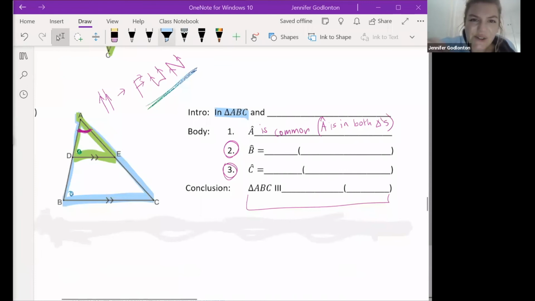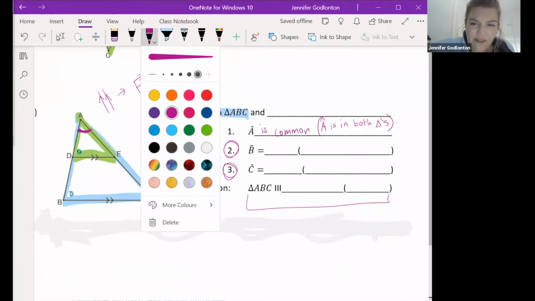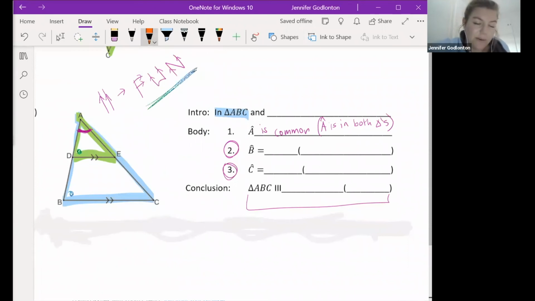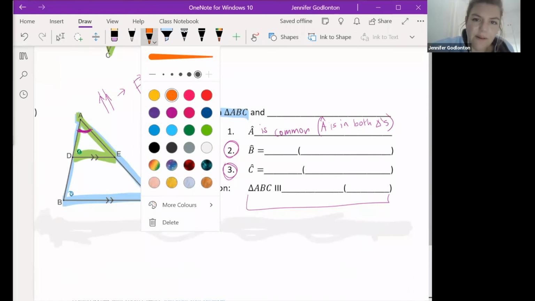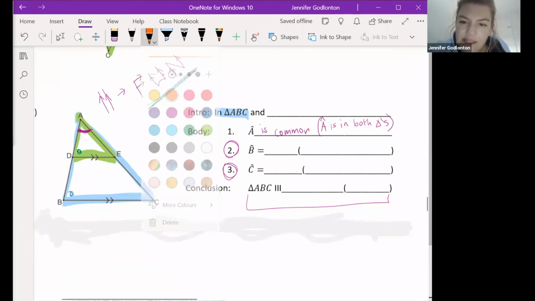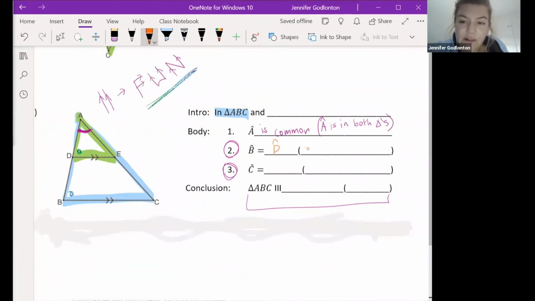Okay, I'm seeing good things here. So let's try and write what you guys have put in the chat for me. I've seen that B is equal to D, and the reason for that was corresponding angles, and we're going to say that DE is parallel to BC.